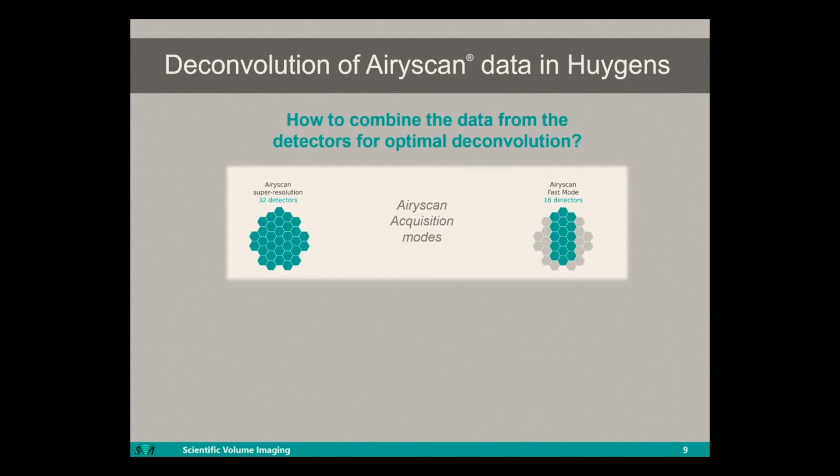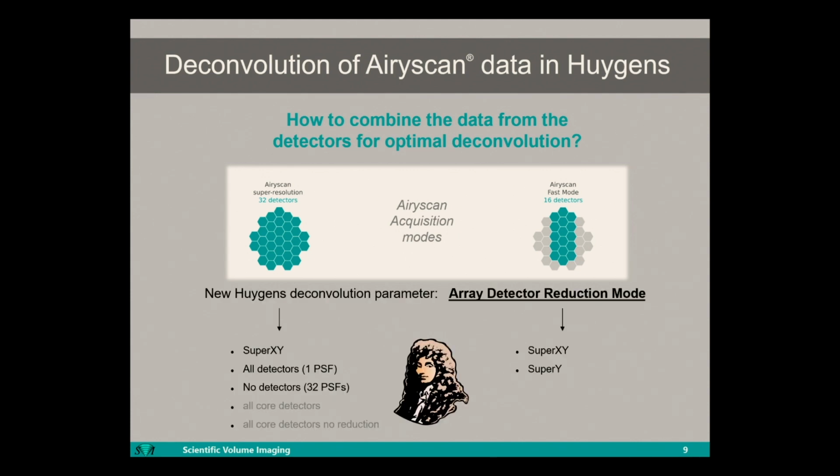So how do we combine the data from the different detectors for optimal deconvolution in Huygens? For both the Airyscan with 32 detectors and for the fast Airyscan with 16 detectors, we've therefore created an extra deconvolution parameter in Huygens, which we call the array detector reduction mode. I will focus here on the SuperXY mode, since this option offers a very important advantage over the other modes.